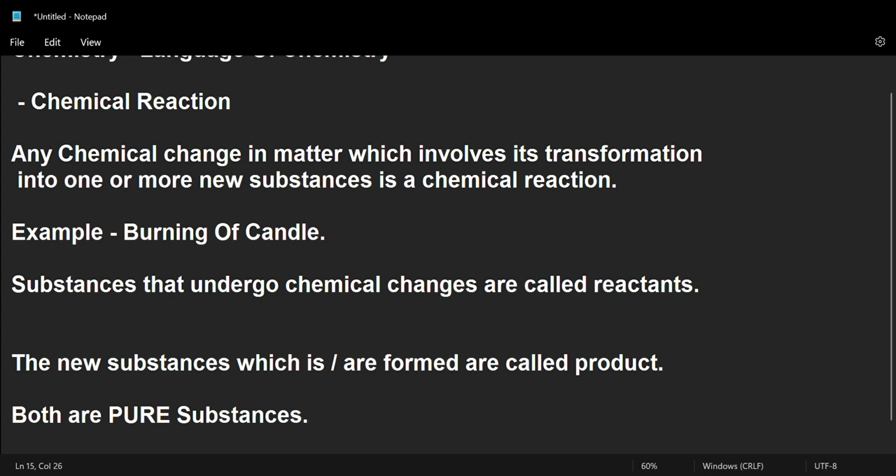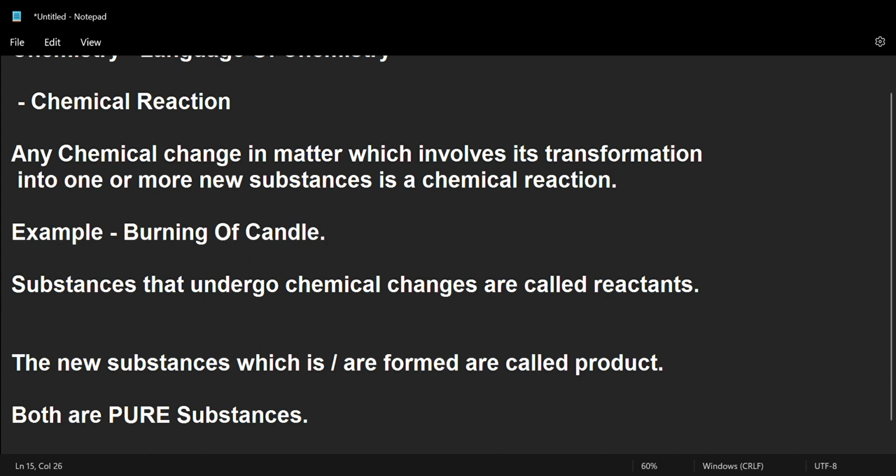Now, what happens to the reactants during a chemical reaction? During a chemical reaction, the atoms of the reacting molecules rearrange themselves to form one or more products. So the atoms of the reacting molecules, when they rearrange themselves, form one or more new products.